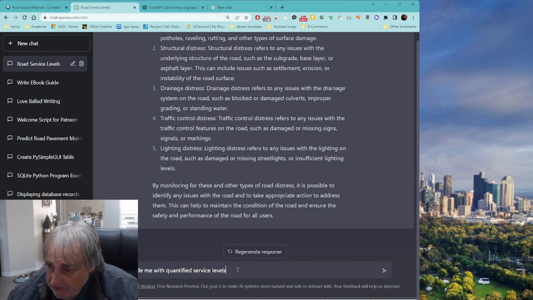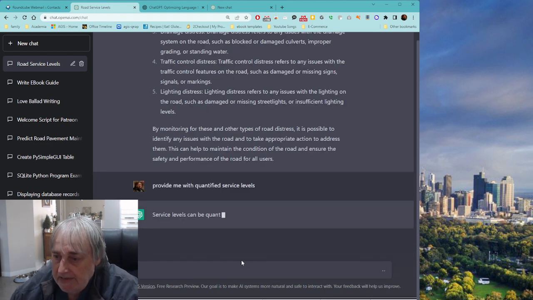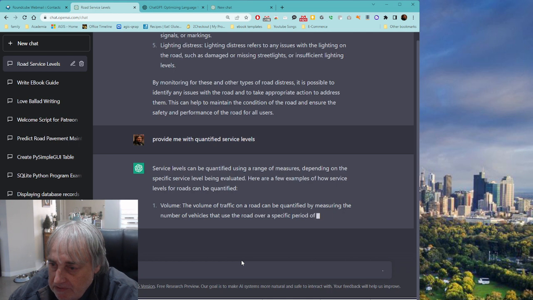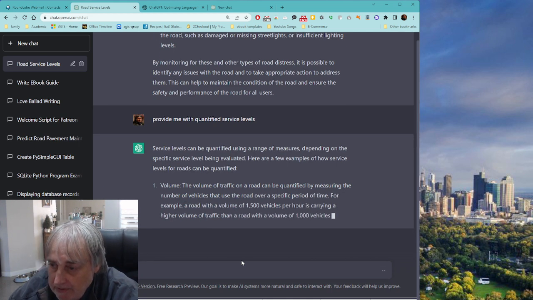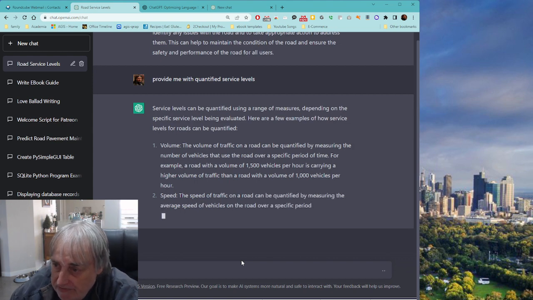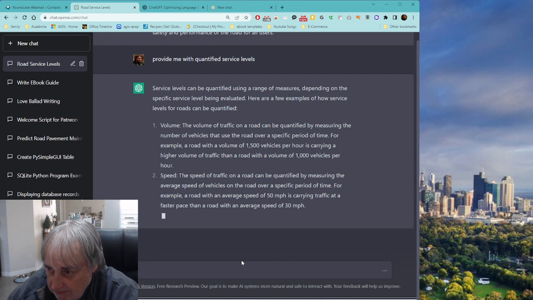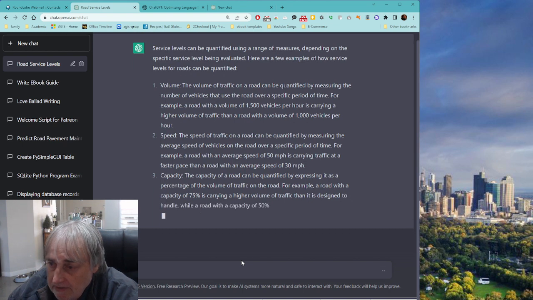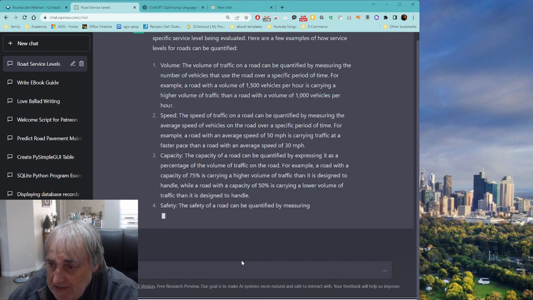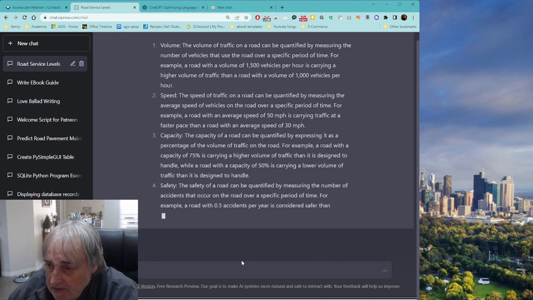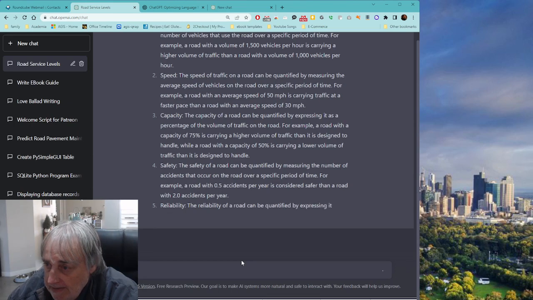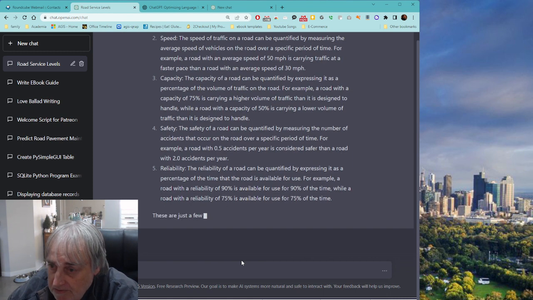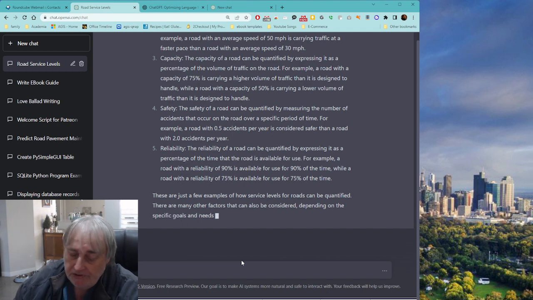Obviously it checks for spelling errors. Got that in there. They can be quantified using a range of measures depending on specific service levels. And now it's going back to the volume. And it's saying there, for example, a road with volume 1500 vehicles per hour. Speed: current speed is 50. Capacity: a capacity of 70% that it's designed to handle, while the road capacity currently is 50%. Safety and reliability. It's giving you further information.